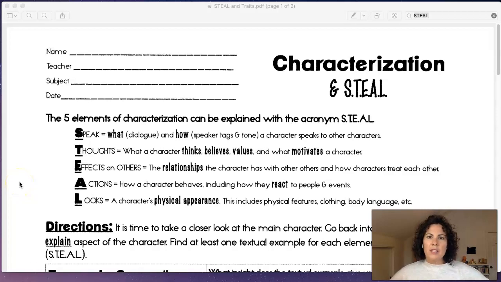One of the best ways that a writer really connects us to their story is through characters. And there's something called characterization. In characterization, there's really 5 elements that can be explained, and we use the acronym STEAL for this.